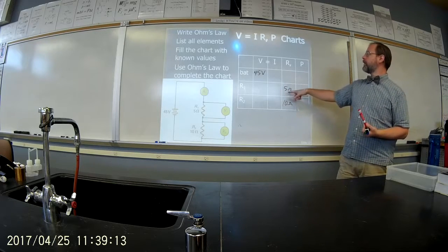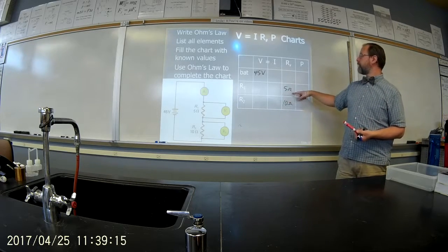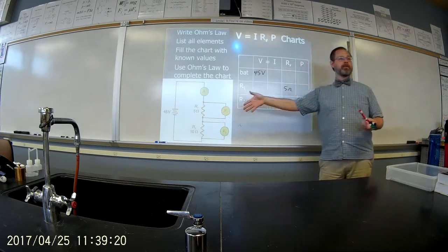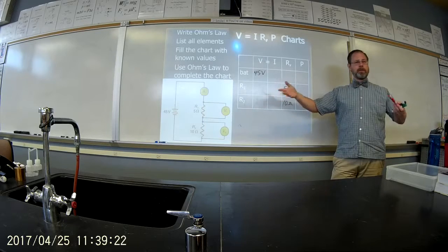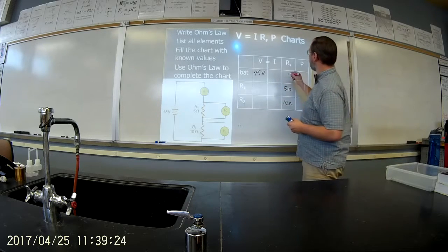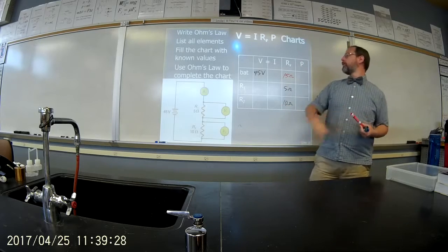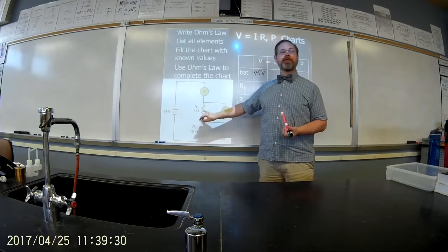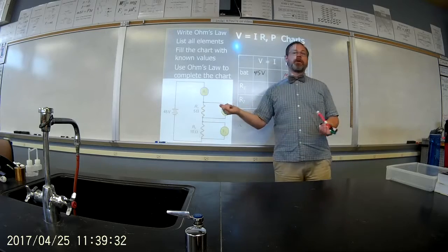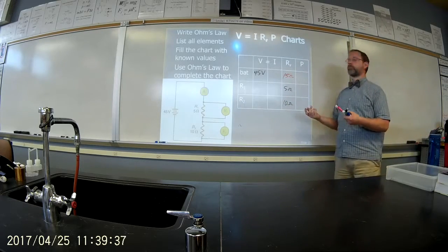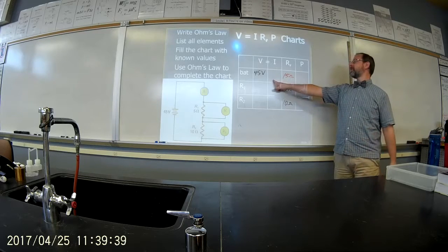So the battery's resistance is the sum of 5 and 10. Remember, because the 5 and the 10 are in series? Look familiar? Okay. So battery is at 15 ohms. Mr. Byers, how did you get that? Well, the 5 ohm and the 10 ohm are in series, so we add them together. When we have resistors in series, we just add them together. So it's 15 ohms.